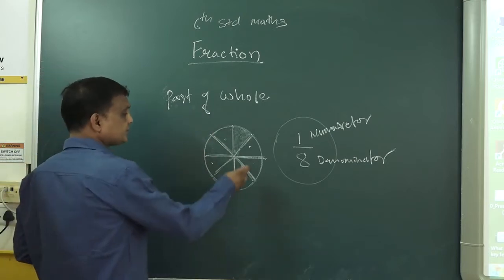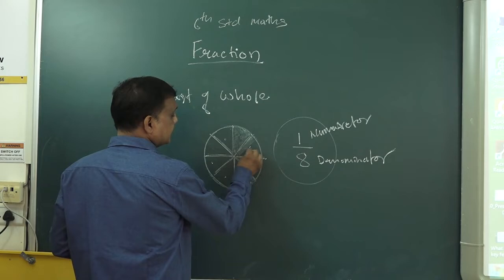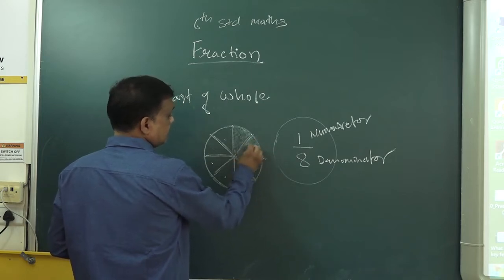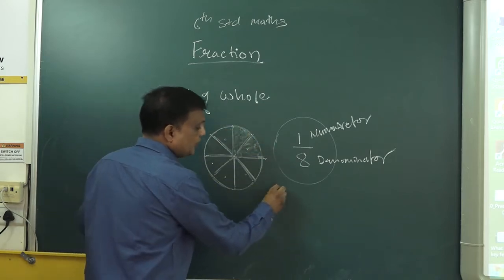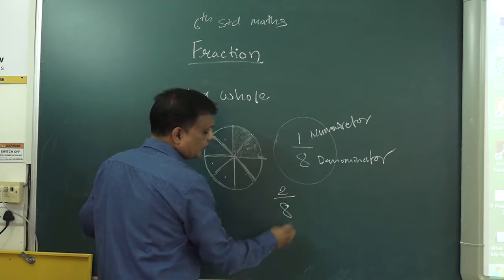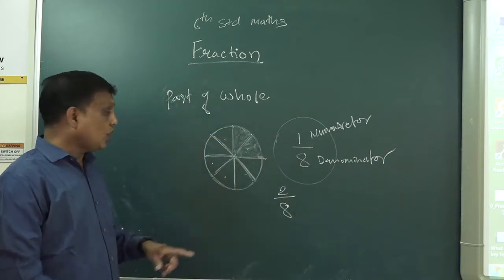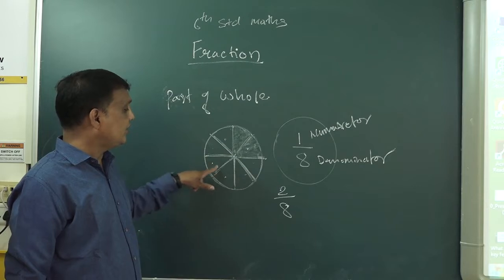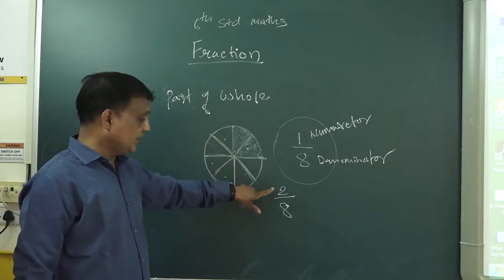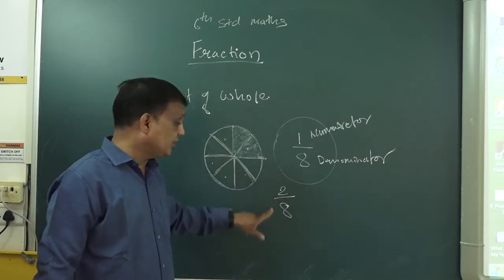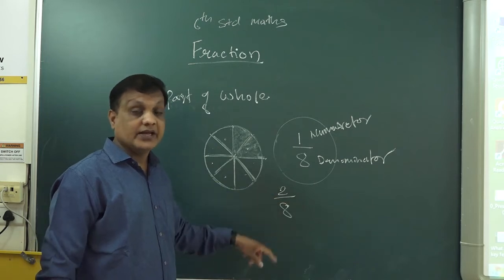Suppose you gave 2 parts to another friend out of 8. How many parts did you give? 2 parts out of 8. So this is the numerator, this is the denominator. This whole became a fraction.